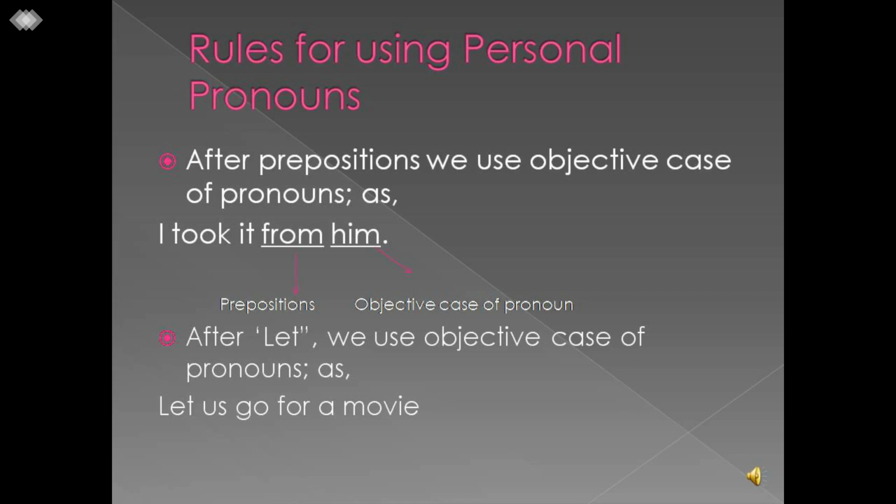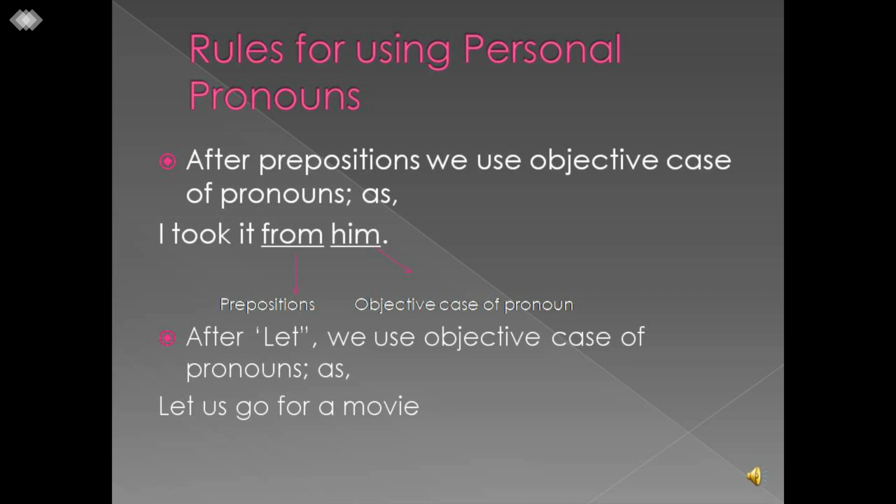Whenever a sentence has a preposition in it, you always have to use the objective case of pronouns. The preposition in the sentence is from, and the objective case of pronoun which you have put immediately after the preposition is him.